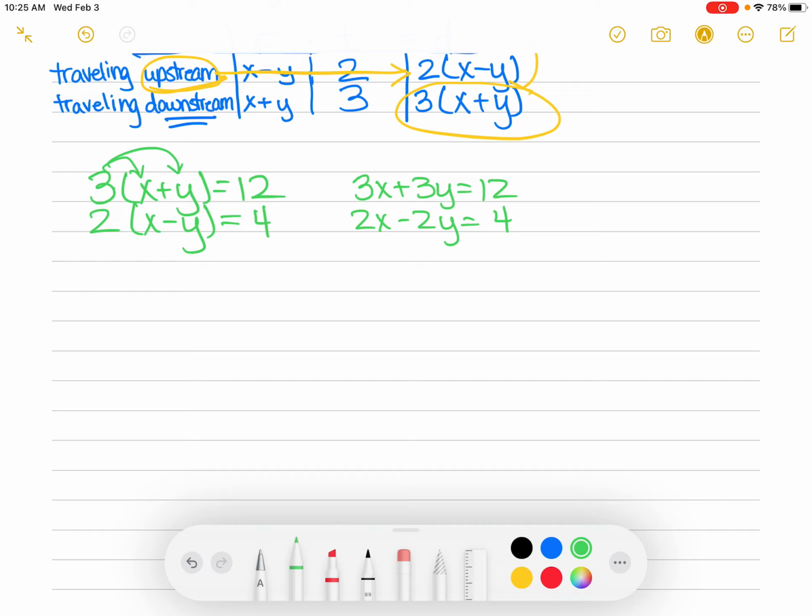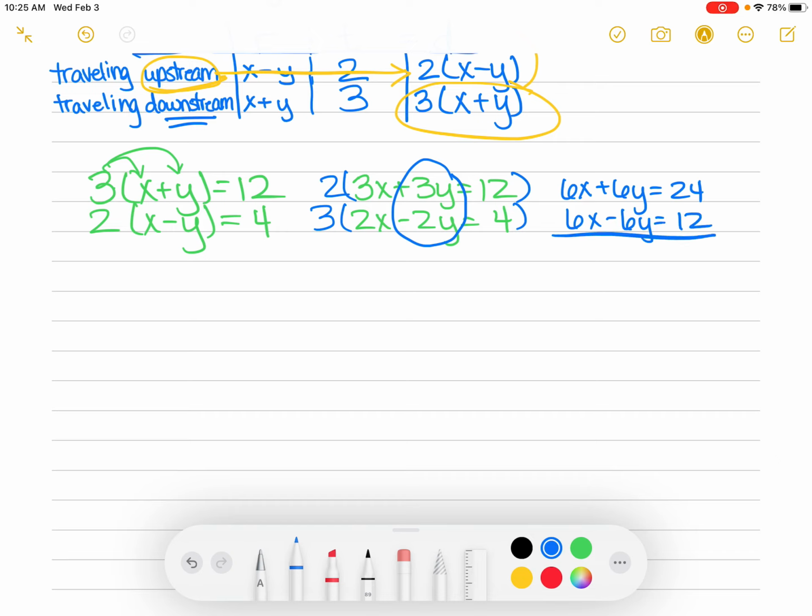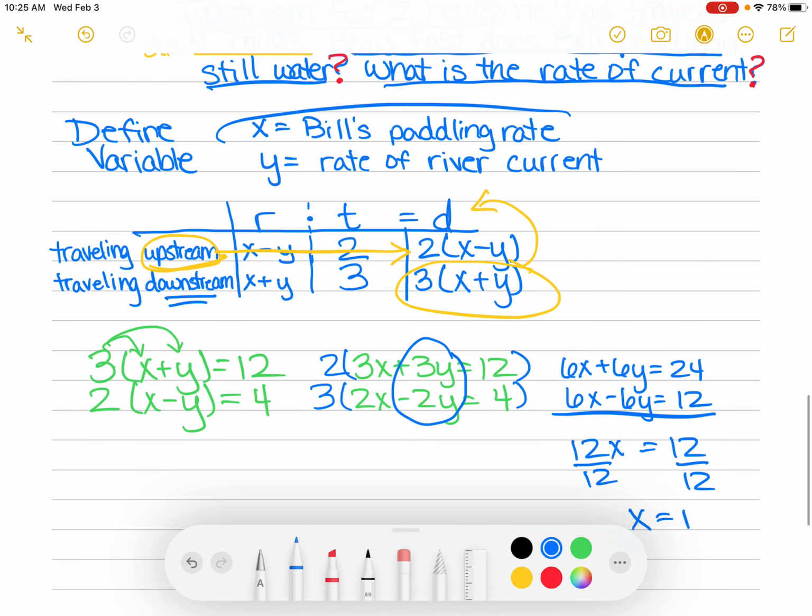Okay, and then now we need to find, we're going to do this by addition because I think that is the easiest one. And so I'm going to multiply everything in this one times 2 and everything in this one times 3. Why did I do that? Because I want to get rid of these. So I get 6x plus 6y equals 24, and 6x minus 6y equals 12. So when I add these, I get 12x equals 12. Now I divide by 12, and x equals 1. So remember what x was up here? X is Bill's paddling rate.